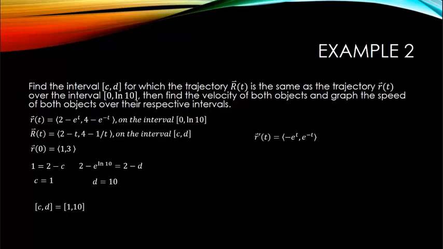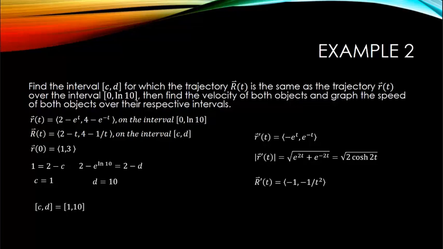My velocity is given by little r prime of t, which is equal to negative e to the t and e to the negative t. The speed is the magnitude of this, and that's given by the square root of e to the 2t plus e to the minus 2t, which is also written as the square root of 2 times the hyperbolic cosine of 2t.